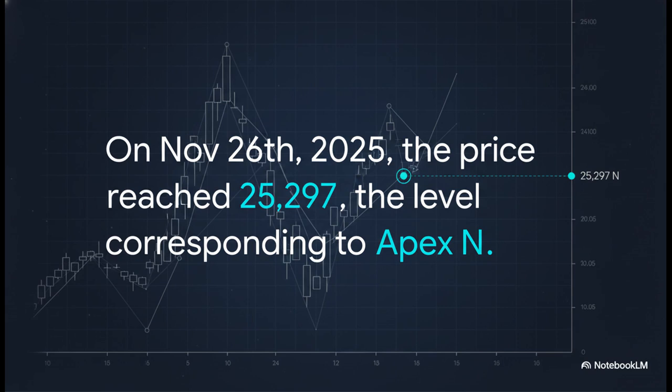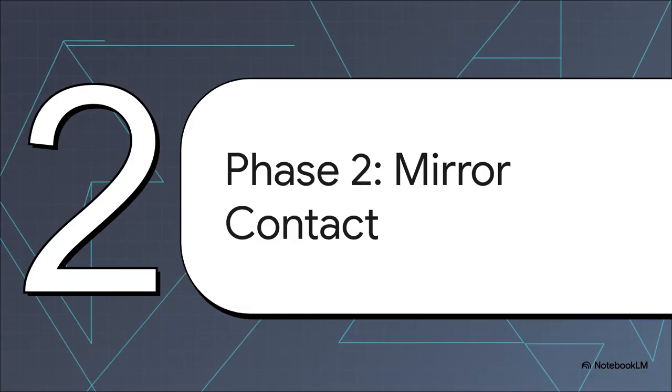And here's the kicker. On November 26th, the price hit $25,297. That is the exact level of apex N that was predefined in the initial plan. And this all happened before the price ever touched that secondary PC level or another structure they call the delayed mirror. So after hitting apex N, what happened next?